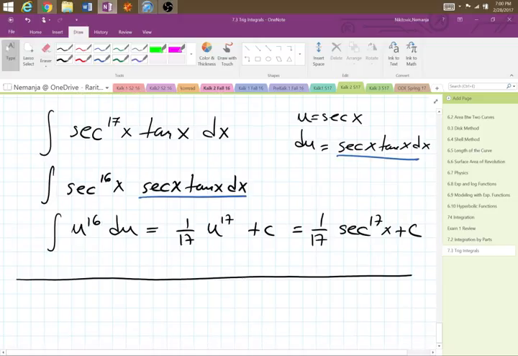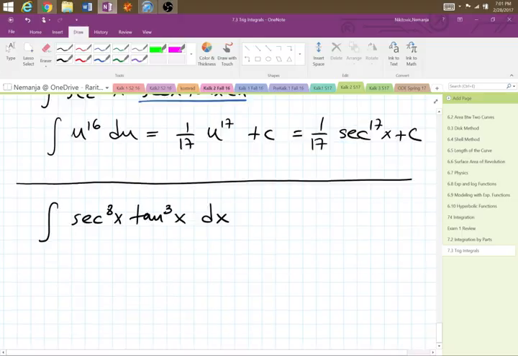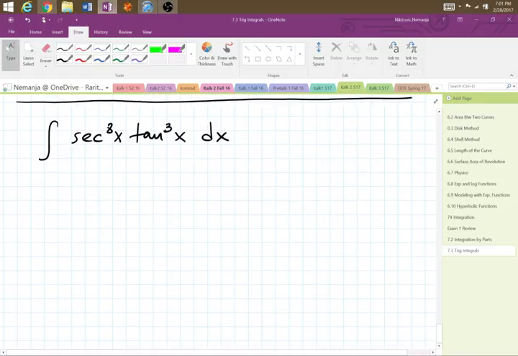Next step. I know you're waiting and you love it. Integral secant to the 8x tangent cube x dx. So this would be the next level. That's an 8, yes. You know, honestly, you can put any exponent there. Like, what would you like it to be?